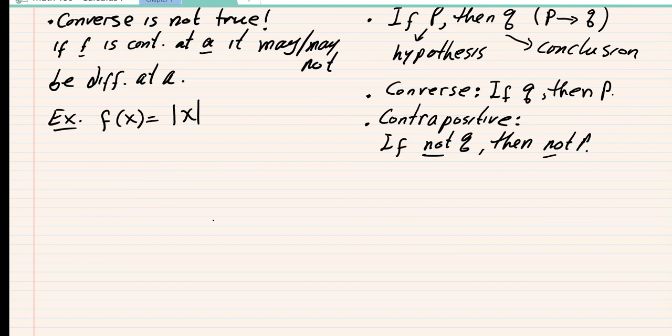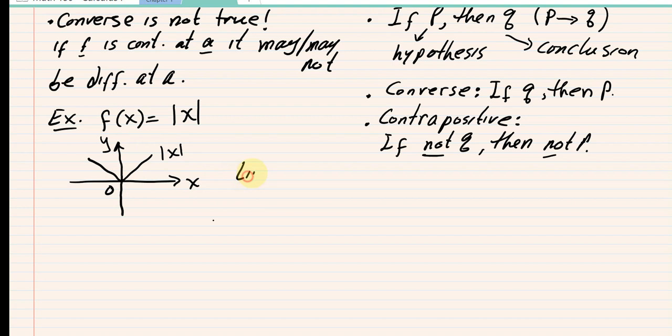We're going to work out an example. We're going to show that this function is continuous at 0, but it is not differentiable at 0. You've seen this function before. This is simply the absolute value of x. Here's x and there's y. Here's 0. Now, we know the function is continuous at 0, right?